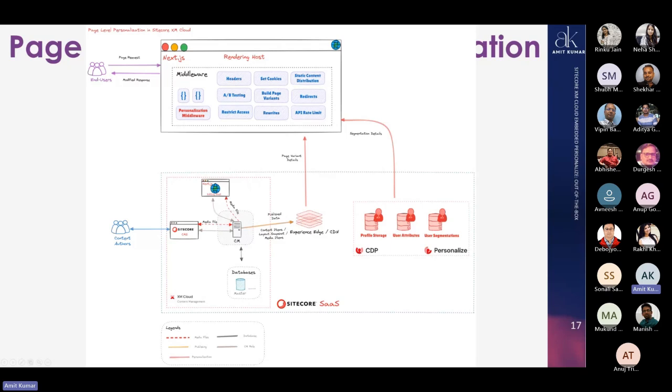But in case of SSR, the only difference is that the page is not already built up, so now the middleware needs to build the page also. First it will send a call to Experience Edge to get the page content and all the variants. Then it will make a call to the segmentation CDP and Personalize in the backend to get all the user segmentation, and then it will do the manipulation. Whichever condition matches is served; suppose the first condition fails, then it will move to the next condition. So here the priority matters.